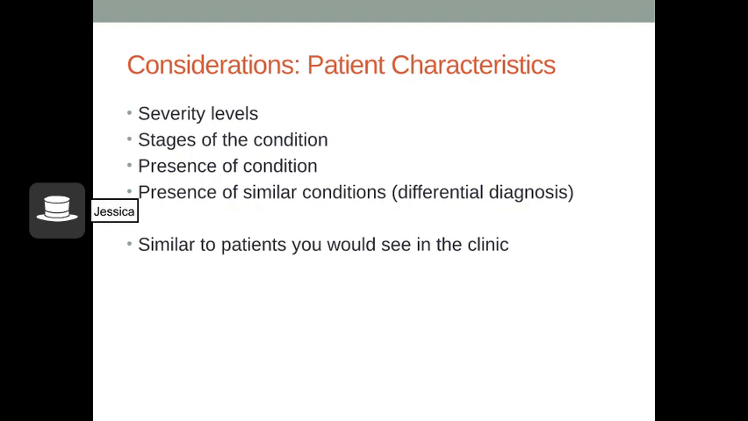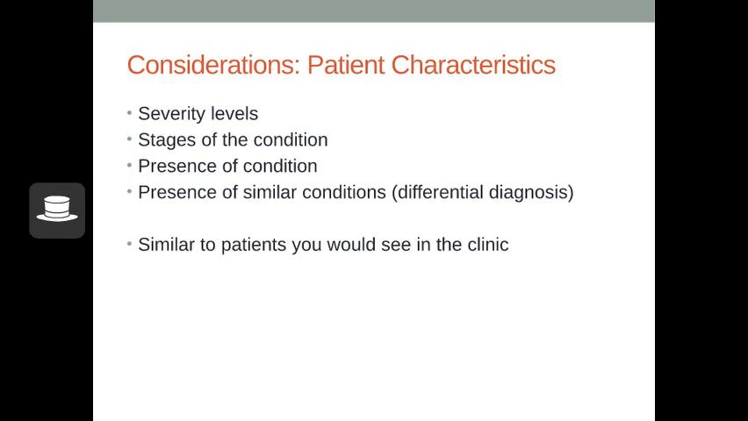You should also be looking at patient characteristics. You would want to see that there is a range of severity levels in the patients who are being tested, and different stages of the condition, if that's separate from severity levels. So very early stages of the condition versus late stages. You'd want to see patients both with and without the condition. So is it actually present or not? You want to see both of those in the study.